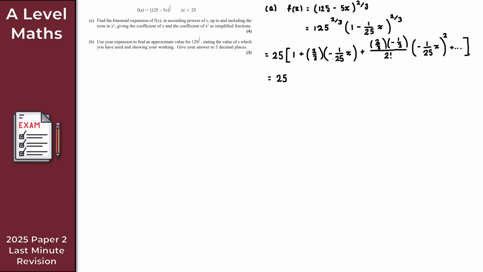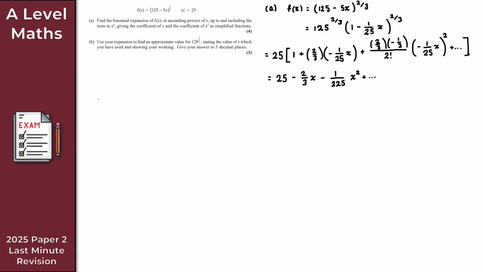So for the x term here, given the coefficient of x in its simplest form, I get minus 2 over 3x. So minus 2 over 3x there. And then for the x squared term, again, given the coefficient of x squared in its simplest form, what I get then is minus 1 over 225 x squared there. Okay, and again, this would just keep going on and on, but we're only concerned about going up to the term in x squared. So there we have it then, nice and straightforward. That gives us the solution to part A.